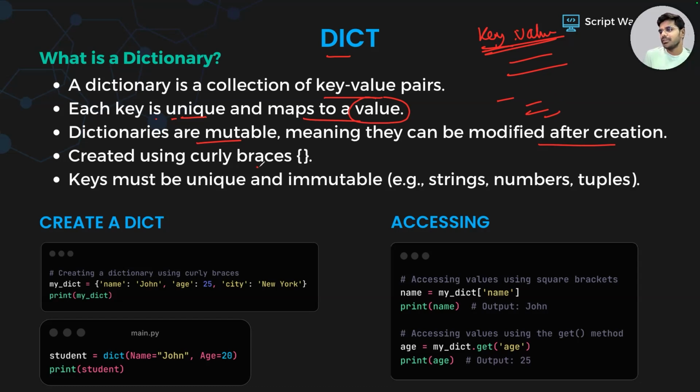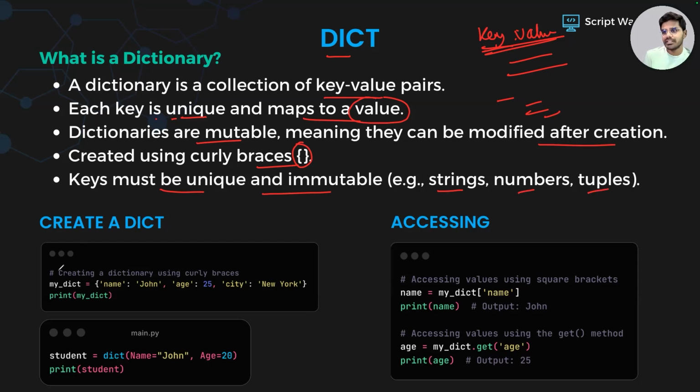Dictionaries are created using curly braces, so we can use the curly braces directly. Keys must be unique and immutable, so we cannot make any changes to the keys once created. The keys can be strings, numbers and tuples. So we have these data types allowed.